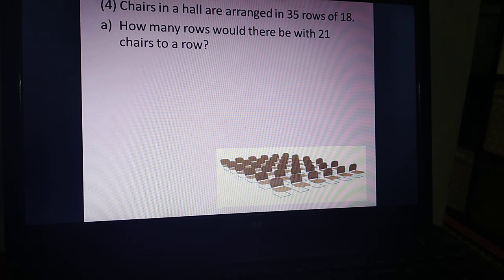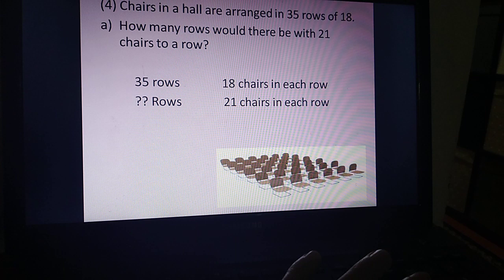A asks us how many rows would there be with 21 chairs in a row. طيب 35 rows with 18 chairs in each row. Now how many rows would there be or would there be needed if I have only 21 chairs in each row? Now I ask myself, what kind of proportion is this? Now having 35 rows is when we have only 18 chairs in each row.